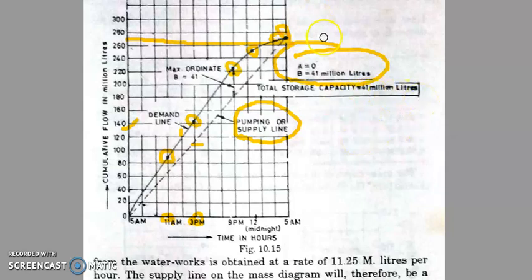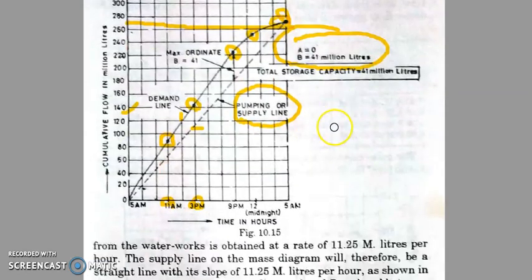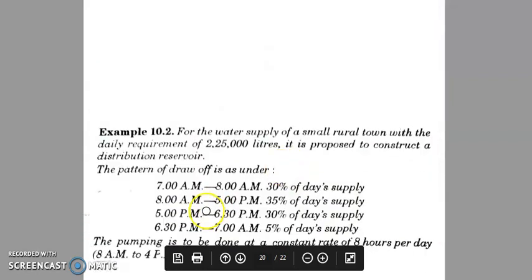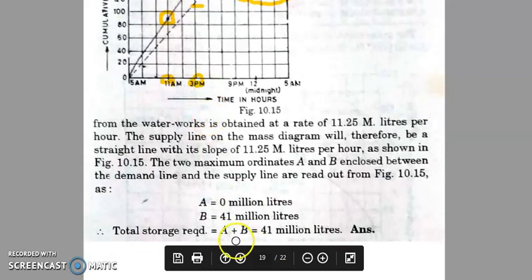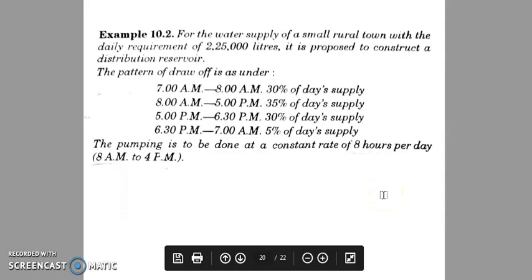They have not mentioned anything in the problem about the fire demand and all. So we will just calculate the balance in the reservoir using the mass curve. So A is 0, B is 41 million liters. So total storage equal to A plus B, 41 plus 0, so 41 million liters. So this is one simple type of problem which you can expect in the exam.